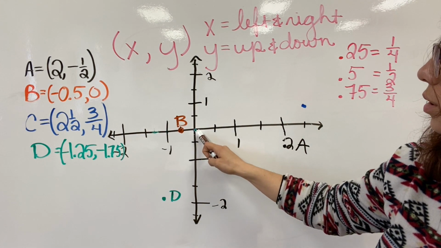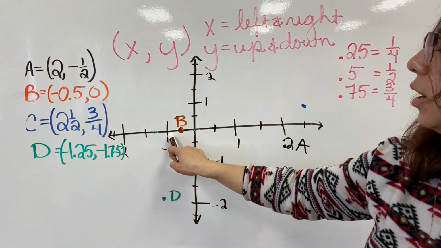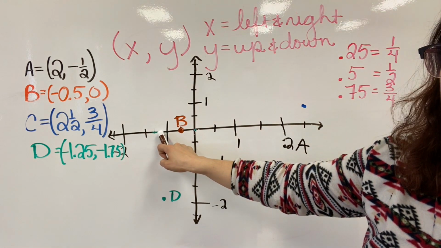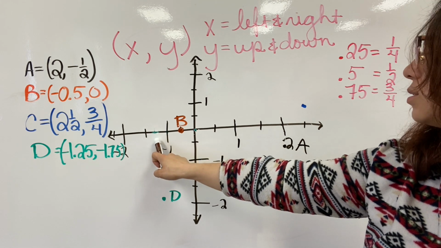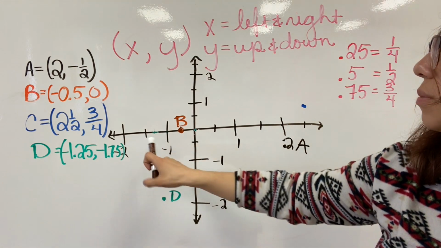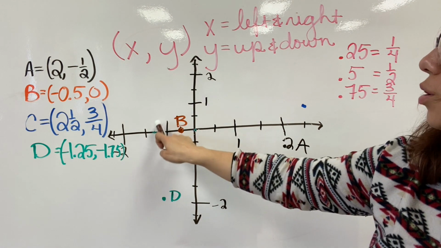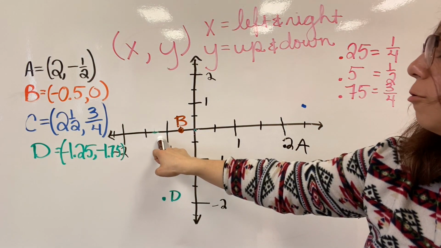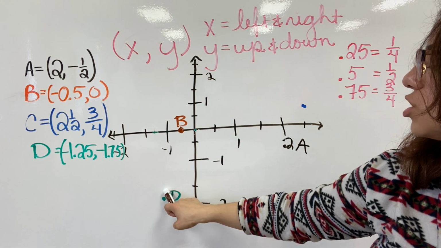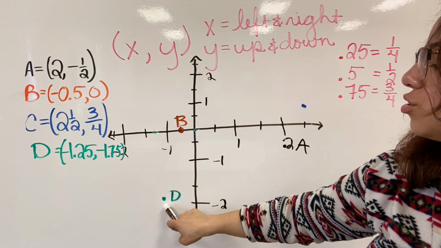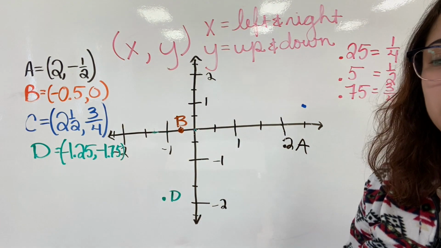We're going to start in the middle. We're going to go negative 1 and 1/4, so it's right here in between, and then negative 1 and 3/4, which would be past the half, closer to the 2, and that's where that one is.